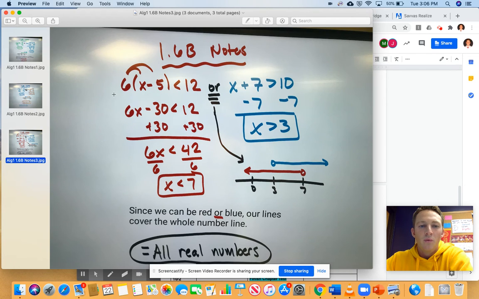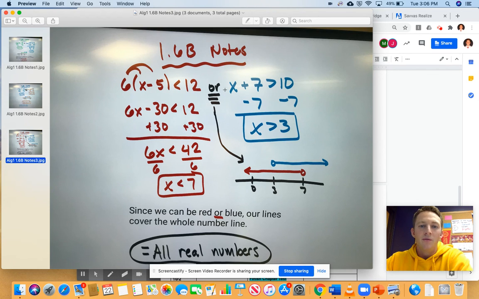Now it only has to be one or the other. I don't care which line it's on. So it could be on the red line or it could be on the blue line. Since it could be on the red line or the blue line, they're going in opposite directions, and there's no empty space on this graph. Every single possible number, like negative infinity way out here or positive infinity way out here, would be on either the red or the blue line. So since those two lines cover the whole number line, we say our answer is all real numbers.